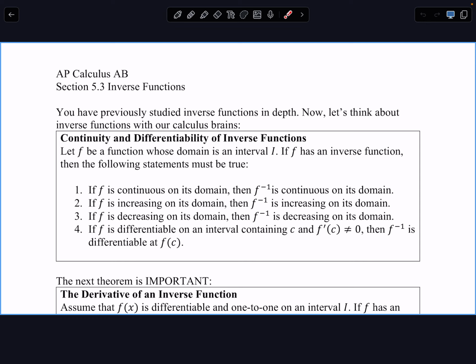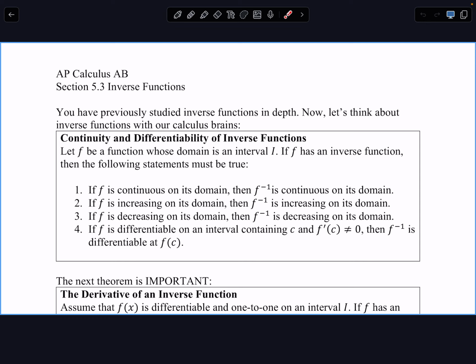It's piecewise, would pass the horizontal line test, not monotonic though. But if a function is monotonic, then it will be one-to-one and will have an inverse. Okay, so just to clarify that. And then if f is decreasing on its domain, f inverse will also be decreasing on its domain.